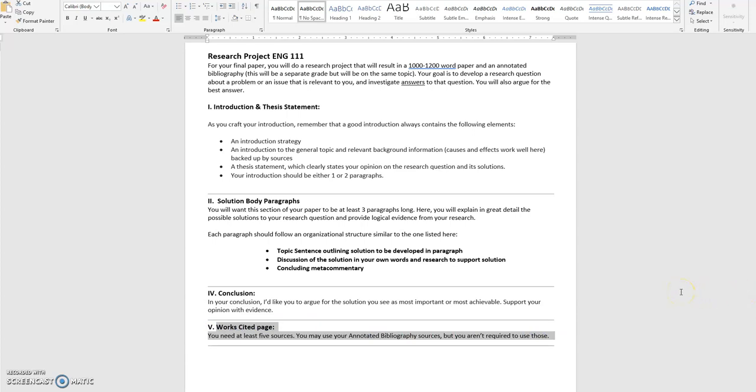You may use the 3 sources from your annotated bibliography. You may use your timed writing source. That would be 4, right? 3 from the annotated bib, 1 from the timed writing. So that would require you to find another source to make 5. However, you aren't required to use those sources. So if you found a different source you want to use that was not in your annotated bibliography, you can still use that. You just ultimately need 5 credible sources for your research paper.